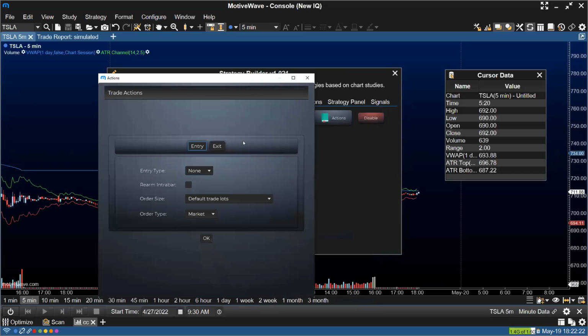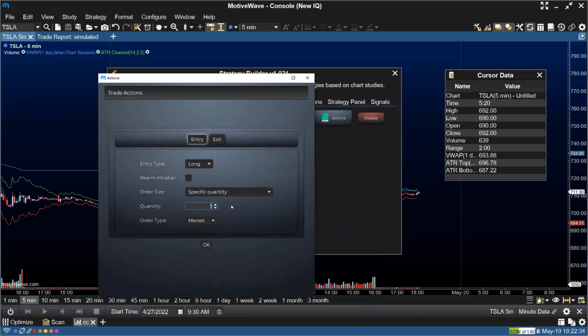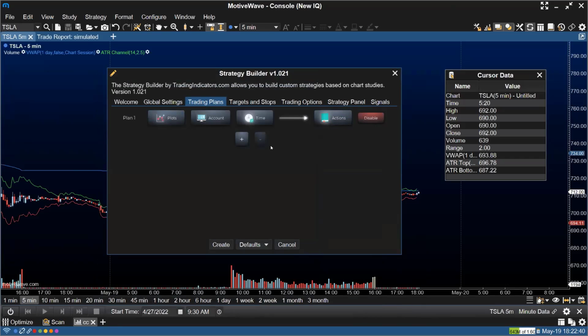So I open my actions and I want to do an entry, not an exit, an entry. And I want to enter long. And I'll say I want to go long with a market order for a specific quantity of shares. On Tesla, I'll say for 30 shares. And what this plan does now is once we get that cross in the later stage of the day, we're going to go long for 30 shares.